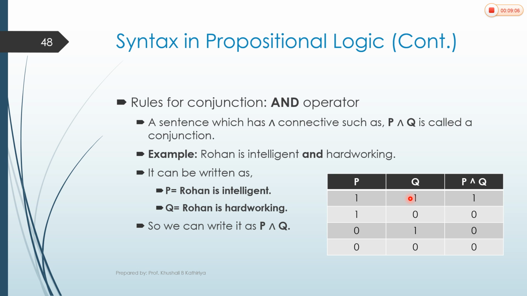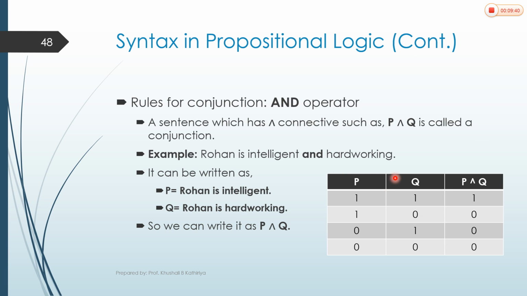The second one is the rule for the AND operator. The rule is that a sentence which has an AND connective, such as P and Q, is called a conjunction. Here is our example: Rohan is intelligent and hardworking. We represent P as Rohan is intelligent, and Q as Rohan is hardworking.